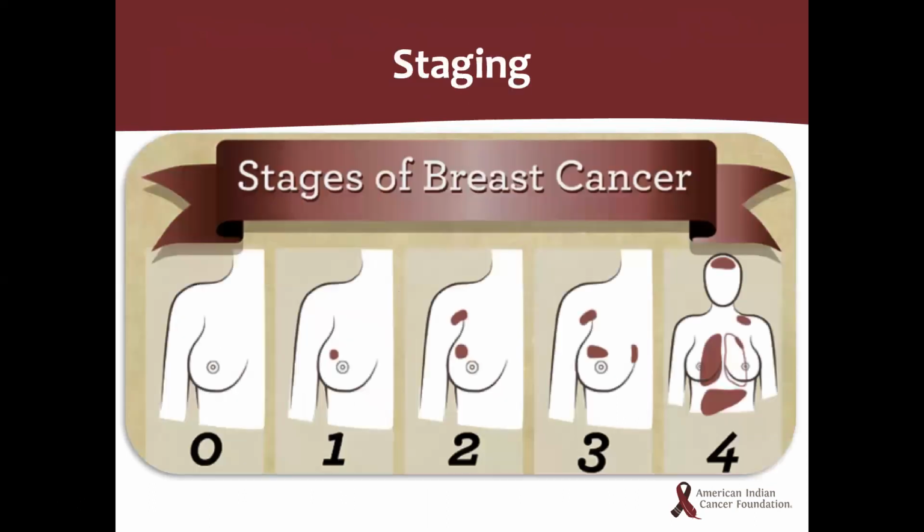And now we'll go on to staging of breast cancer. This is just a simple graphic to show the staging of breast cancer from 0 to 4. Stage 0 being precancerous cells, 1 being localized, 2 and 3 being regional, and 4 having metastasized throughout the body.